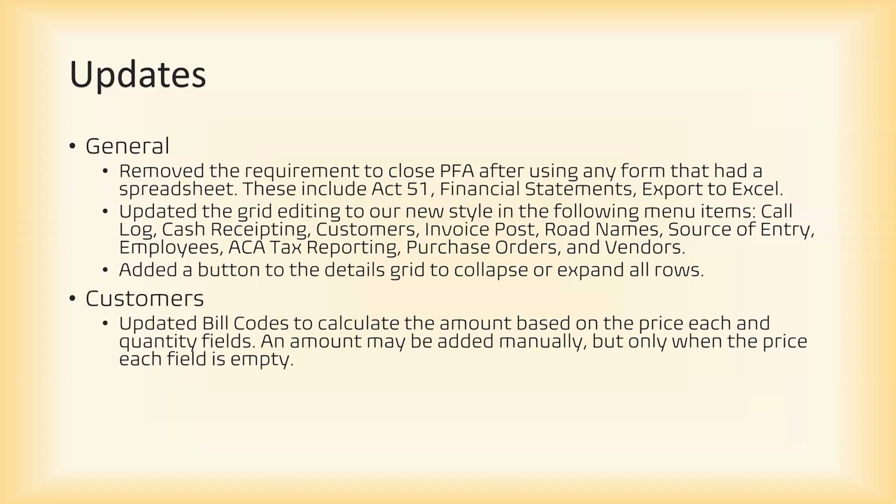In customers itself, we updated bill codes to calculate the amount based on the price each and quantity fields, but we did want to make sure you could still add any dollar amount you wanted manually. What we are giving up is that you won't be able to put a price each in if you're going to update the amount manually. So it's either a quantity and a price each, and then we'll calculate the amount based on those numbers, or it's a quantity and an amount, and the price each just stays blank.